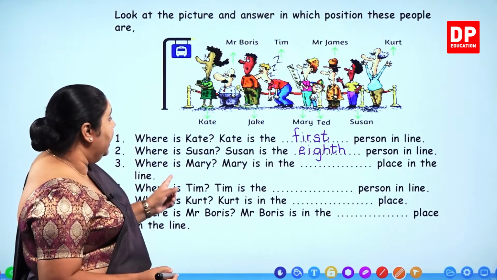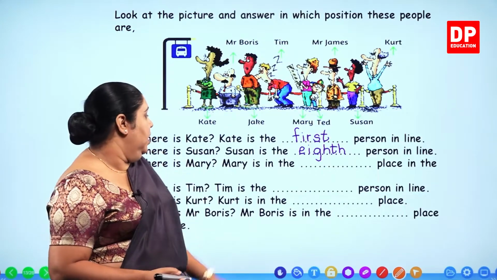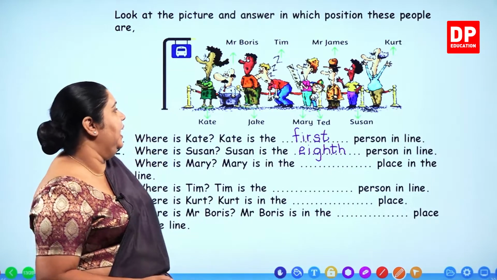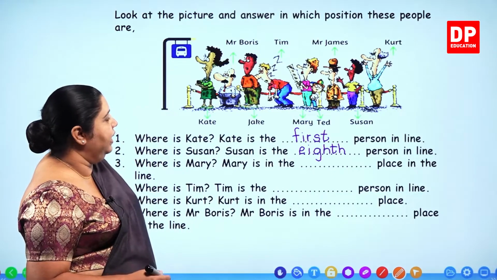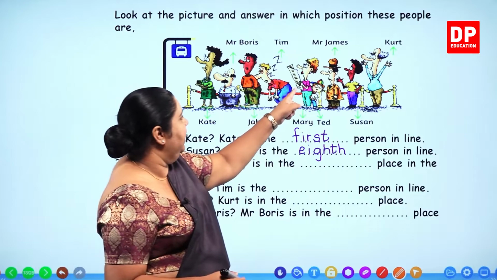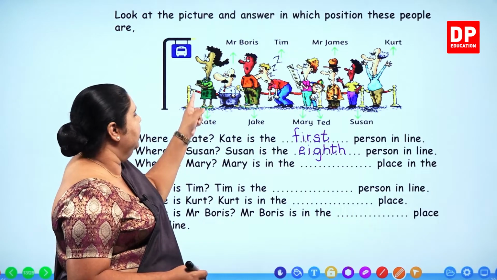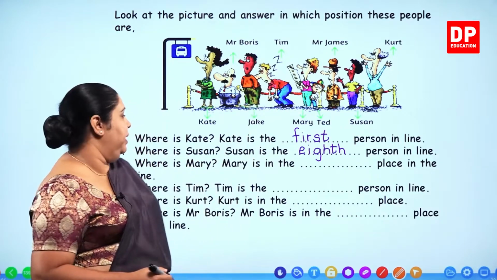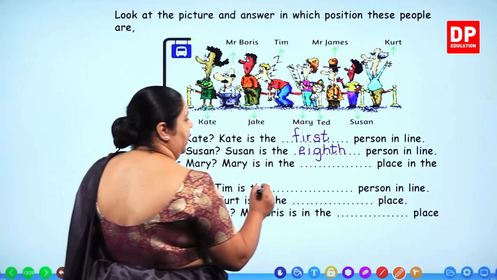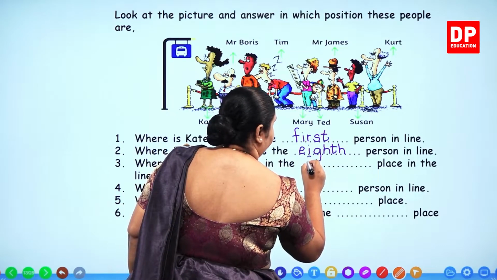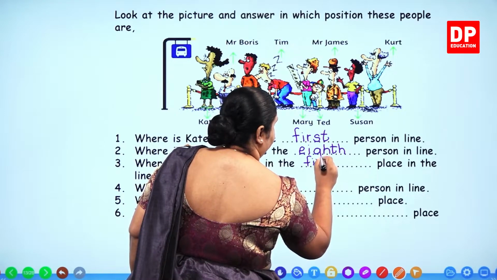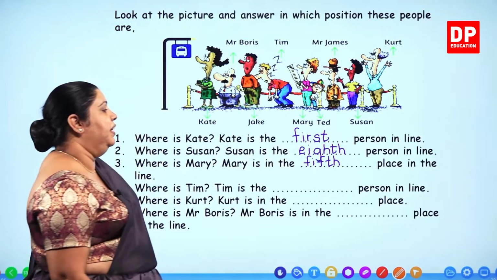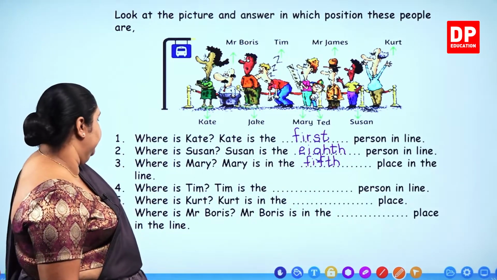Next one. Where is Mary? Mary is in the blank place in the line. Now we have to find Mary. Where's Mary? Mary is over here. First, second, third, fourth, fifth person is Mary. So you have to say Mary is the fifth. F-I-F-T-H. Fifth person in the line.